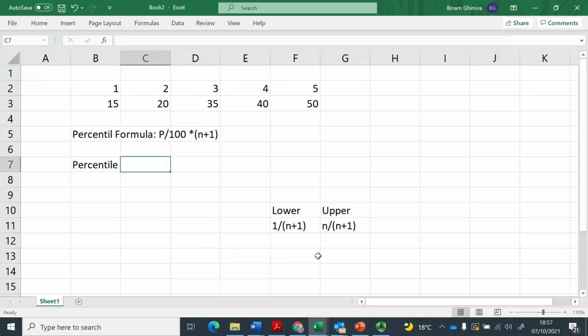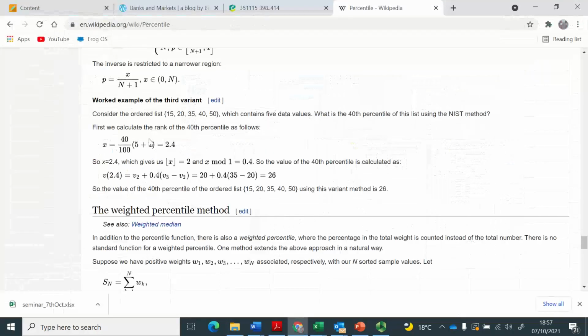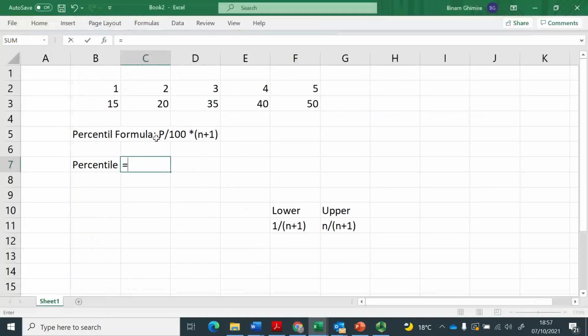Now we can find the percentile using the formula, and here it is saying 40th percentile. So that's what I'm going to do. 40th means 40 divided by 100, using the formula, times n plus 1, where n equals 5, plus 1 is 6. So 6 times 40% is going to give me 2.4. So that's 2.4 will be the percentile rank.